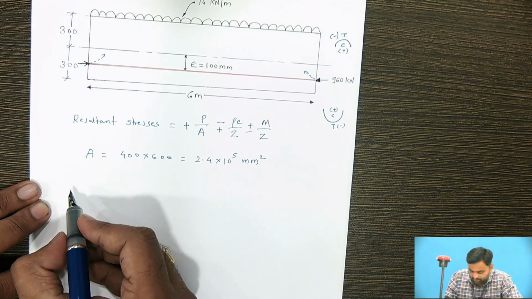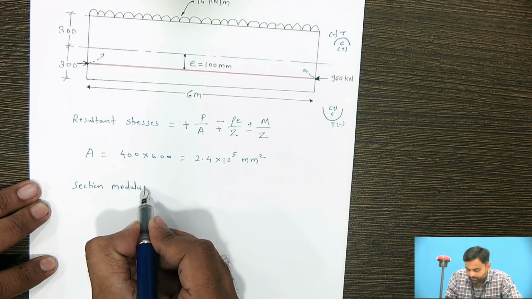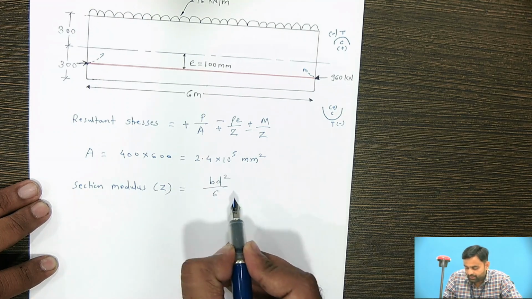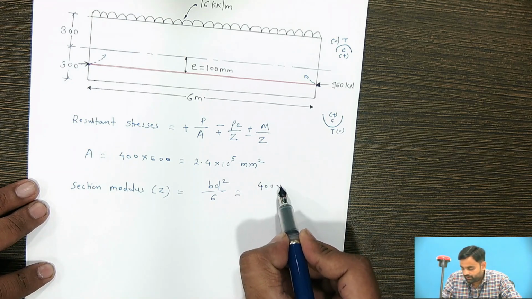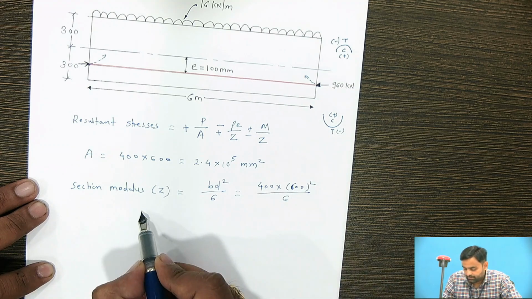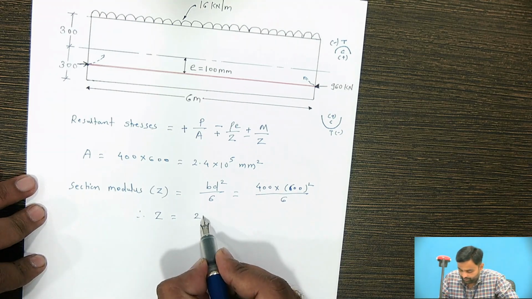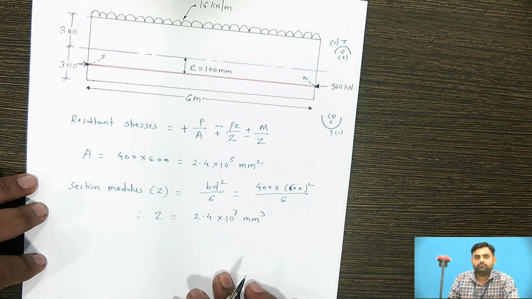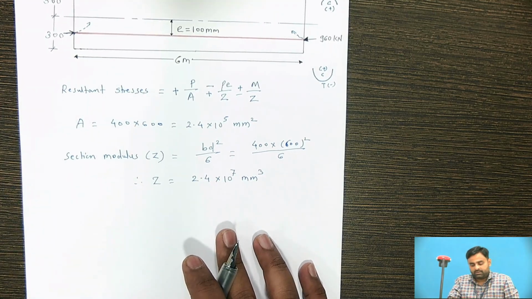After the area we can calculate the section modulus Z. The formula for section modulus, if the rectangular section is there, is BD square by 6. Now you just need to put the values. BD square by 6 means B is 400, D is 600 square, divided by 6. So we will get the value of Z as 2.4 into 10 raised to 7 mm cube. This is the value of section modulus.